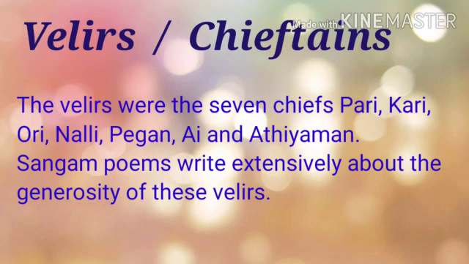My dear children, the Velirs or chieftains are another important personality during the Sangam period. That means Kadaiyelu Vallalgal. Apart from the Vendars, there were Velirs and numerous chieftains who occupied territories on the margin of the Movendar. The seven Velir chiefs were Pari, Kari, Ori, Nalli, Pegan, Oy and Adiyaman. Sangam poems write extensively about the generosity of these Velirs. These chiefs had an intimate relationship or alliance with one or other Movendar and helped them in their battles against the Vendars.